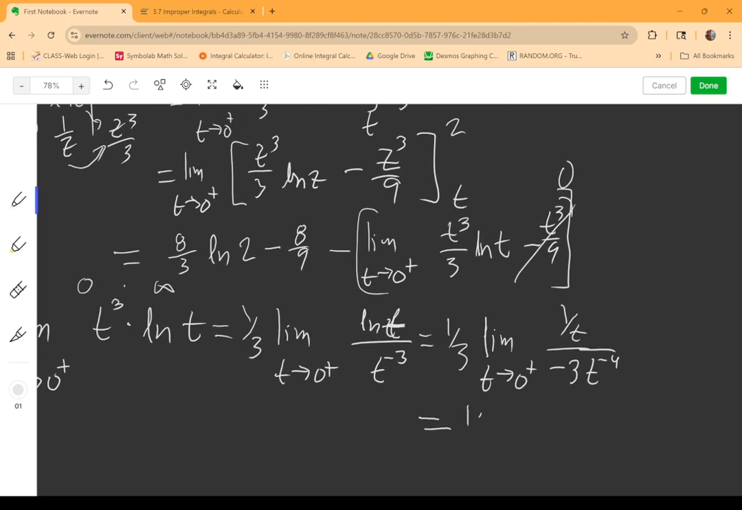And here we get 1/3 limit as t goes to 0 from the right. T to the 4th comes to the numerator, but then the t comes to the denominator. All in all, we get negative 1/3 t cubed. All right, now I can just plug in 0. That all goes to 0. So we're left with 0. All right, so as it turns out, this whole limit goes to 0.